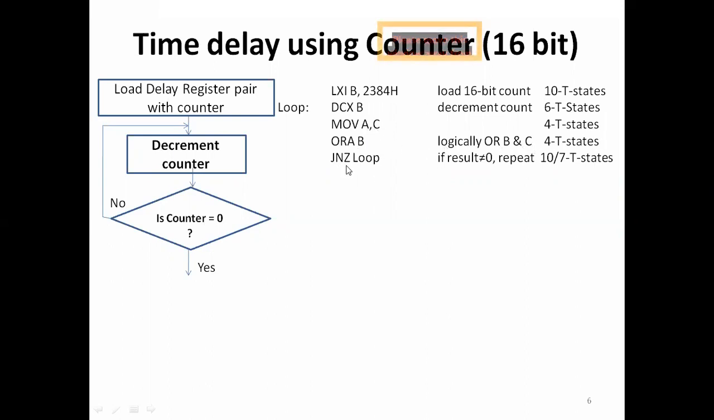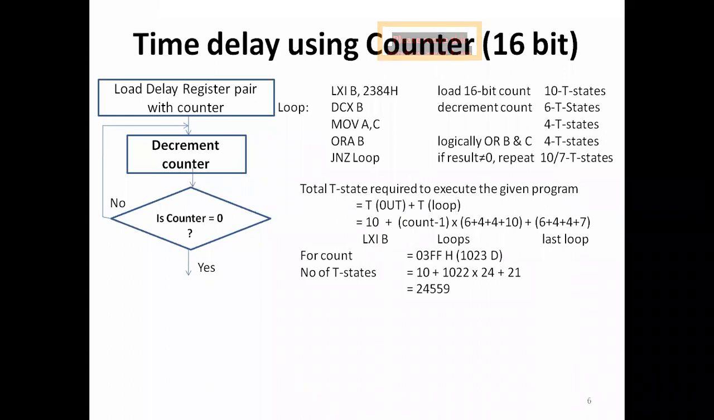And again, the looping instruction, that is jump on no zero to loop. If the result is not 0, it will repeat. And this repeat process will take 10/7 T states. So now let us find out how many T states will be required to execute this program, and then we will calculate the time.